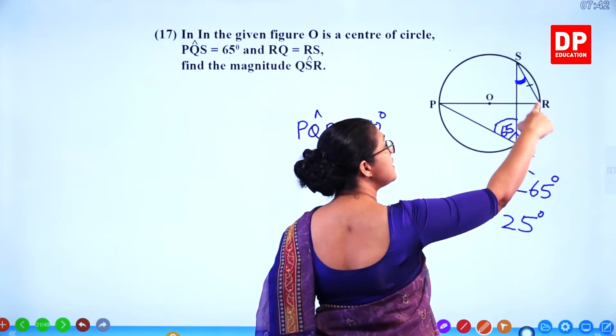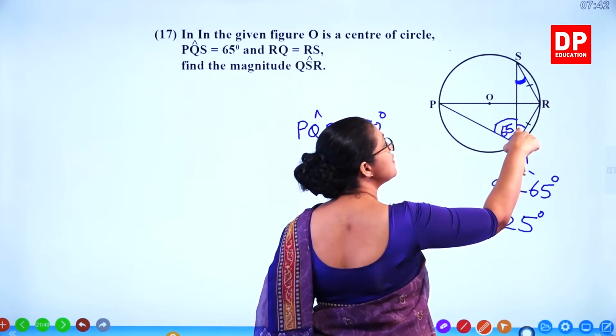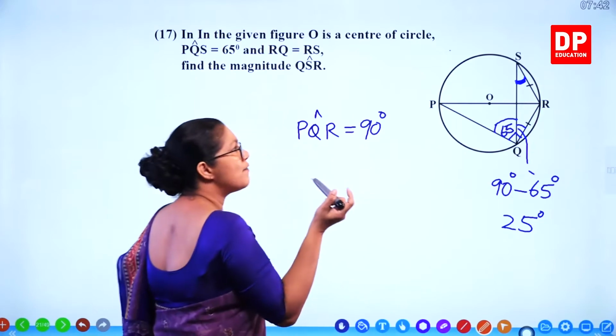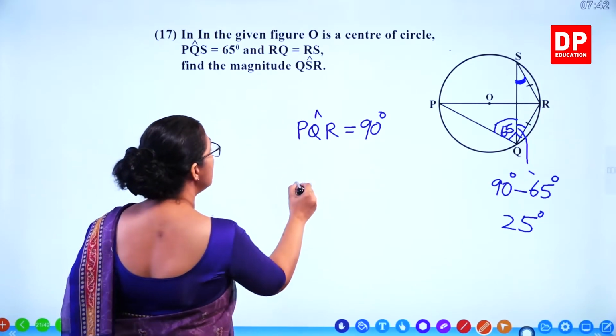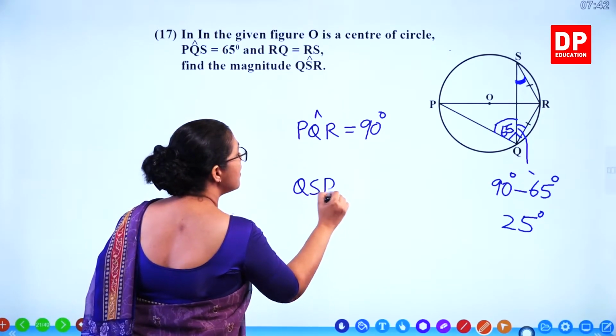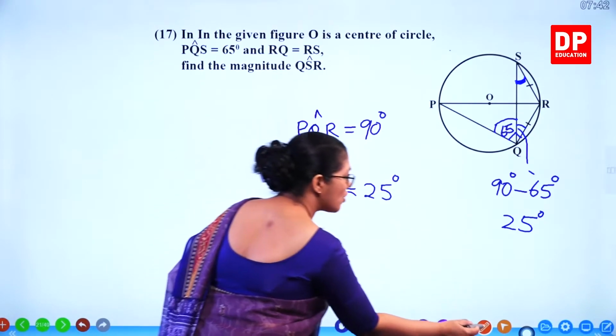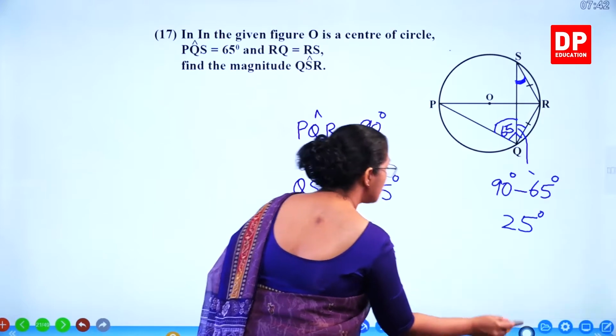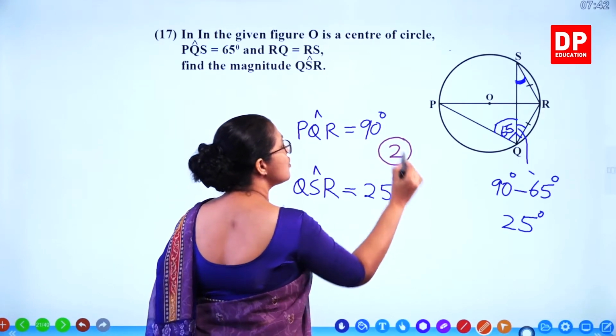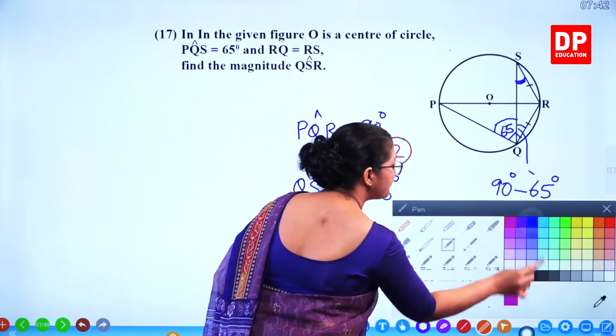This is an isosceles triangle. And if this is 25, this is 25. So what's the angle of QSR? That's 25, because of an isosceles triangle. So you get 2 marks for that.